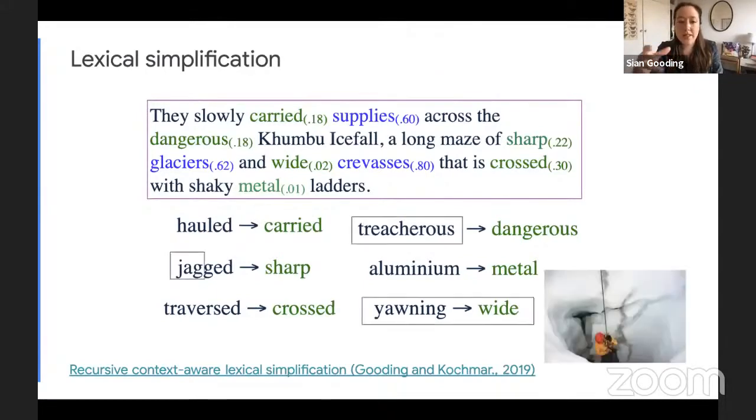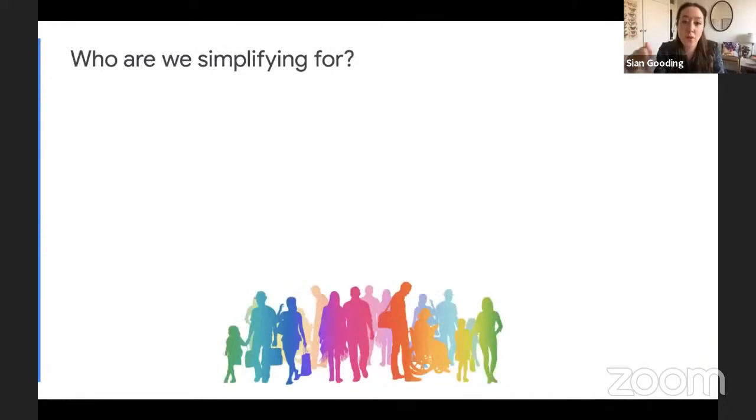But one of the things that I started to think is that in a general case, this works quite well. But some of the reasons why these words have been identified as complicated is quite different. It could be because they're low frequency words, but it could be because they've been used in a metaphorical context. So you can see here, yawning. Part of the reason that has been identified as complex is probably because it's unusual to use that in the context, and because it's been used in a metaphorical way to mean wide. And so it really got me thinking, actually, the question, who are we simplifying for?